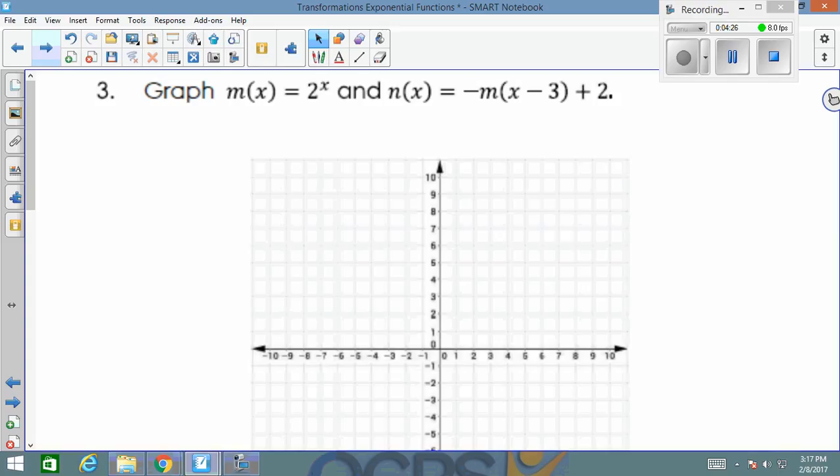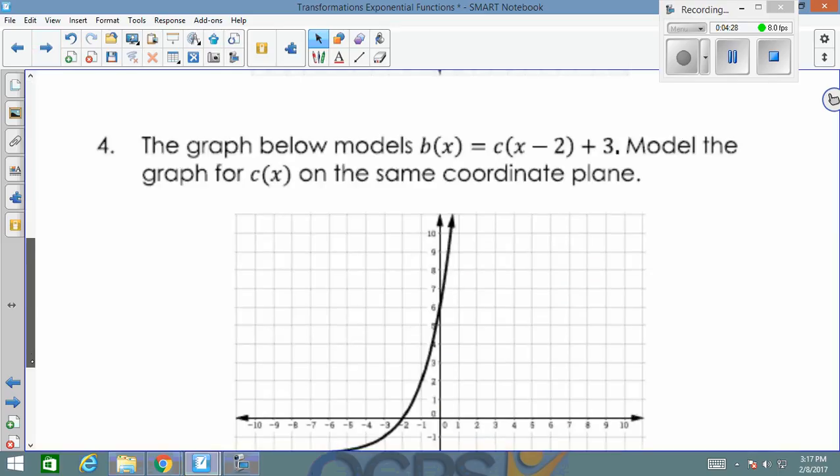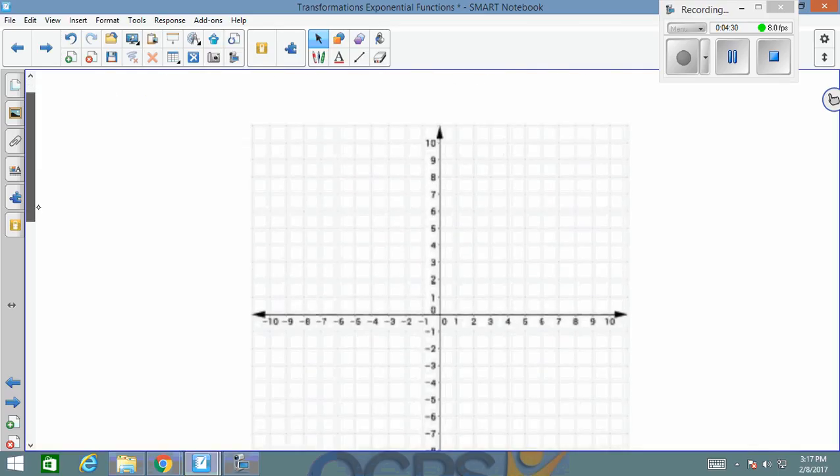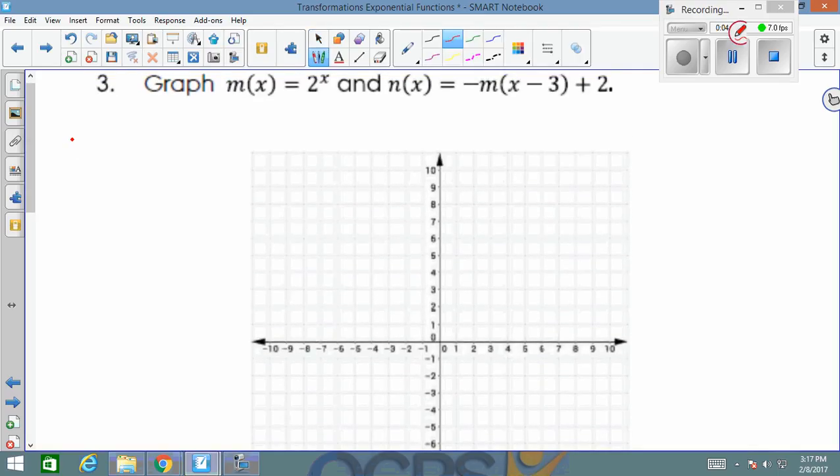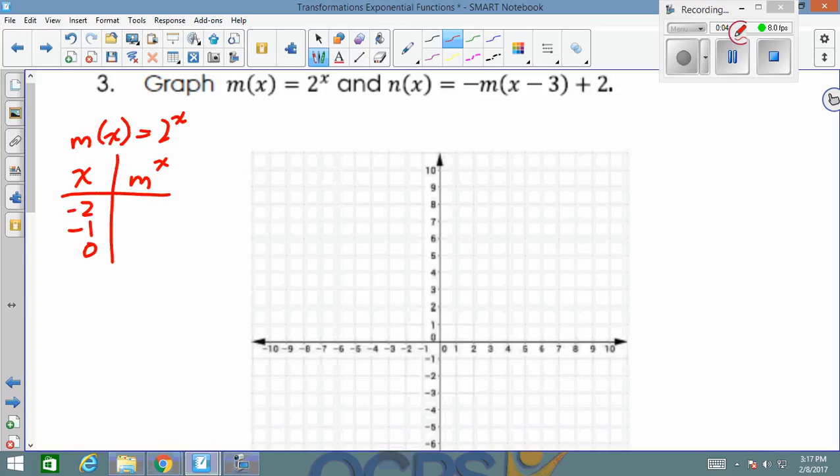Alright, so it says graph m of x and n of x. So we need to graph m of x, which I'll do in red. That's 2 to the x, so we go x, m of x, similar to what we did the other day. We're going to do -2, -1, 0, 1, and 2. If I put -2 there, that would be 1/4, 1/2, 1, 2, and 4. So I'm going to graph those points.